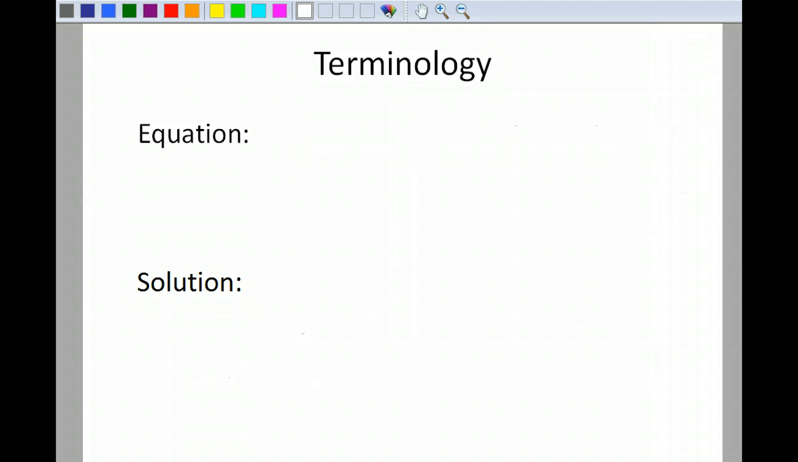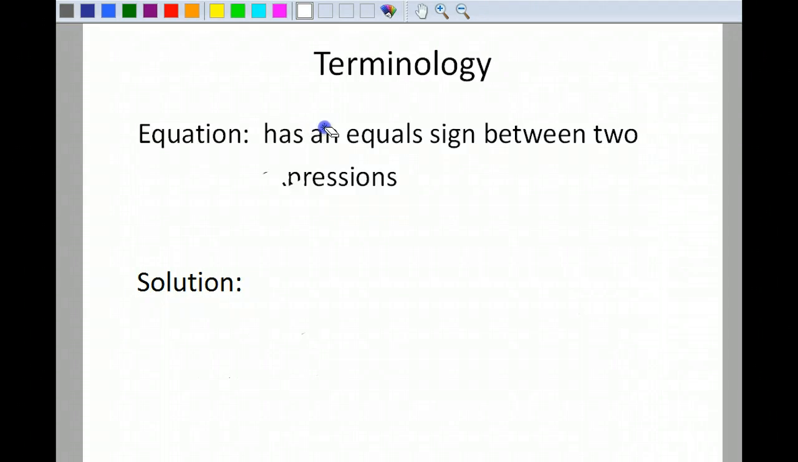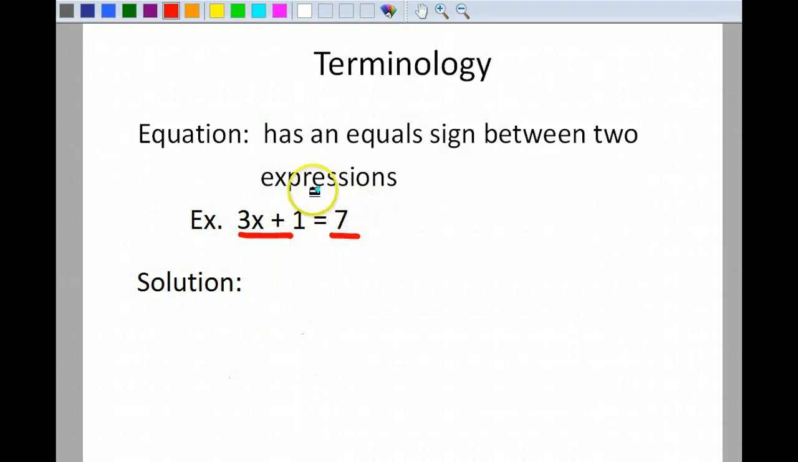So first let's talk about the terminology. When we talk about an equation, it has an equal sign between two expressions. So an example of that would be 3x plus 1 is equal to 7, because you have two expressions that are separated by an equal sign.